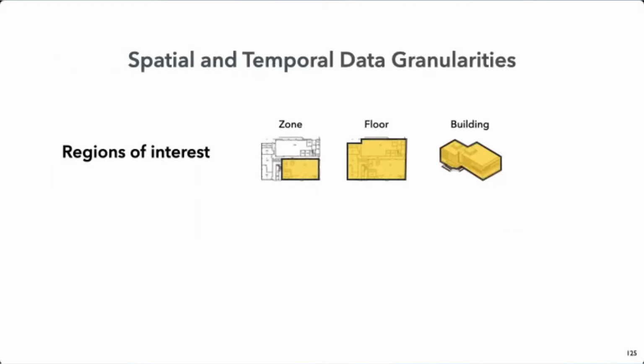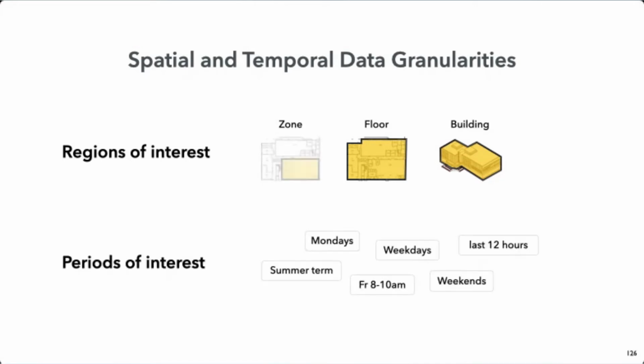And so when I say spatial granularities, I mean, for example, was it basically one room or a whole floor or a whole building? Those are the main regions that people were interested in. And in terms of time periods, right? Some people would be saying, well, I care about this space, every Monday from 9 a.m. to 10 a.m. That's when a particular class is.